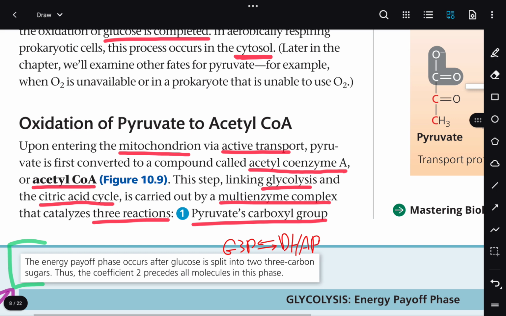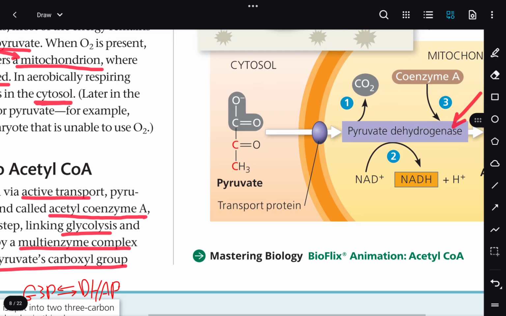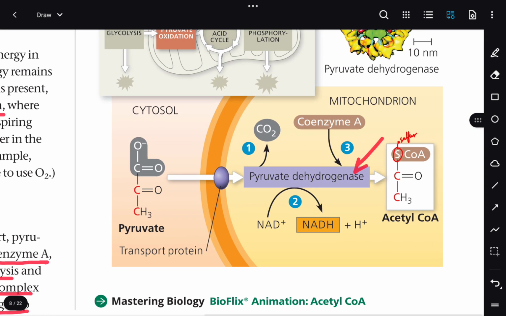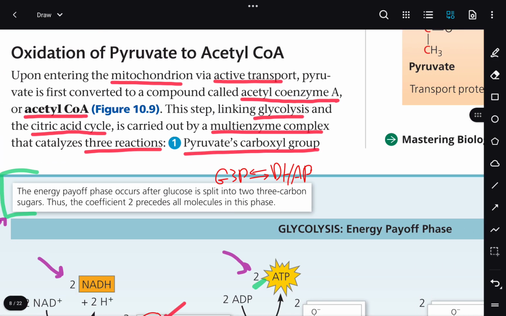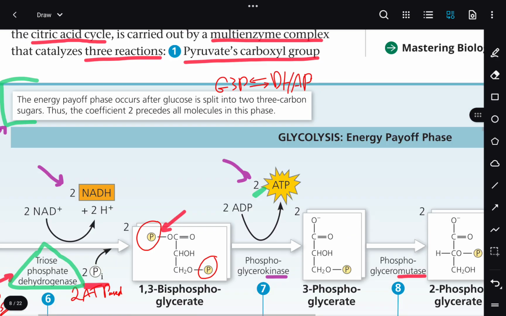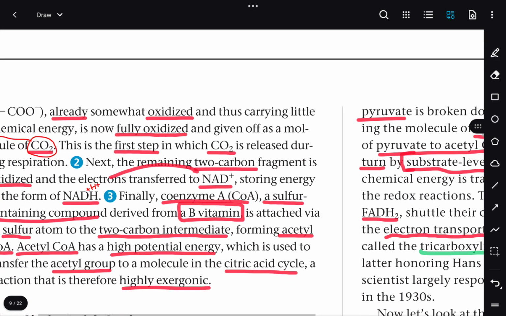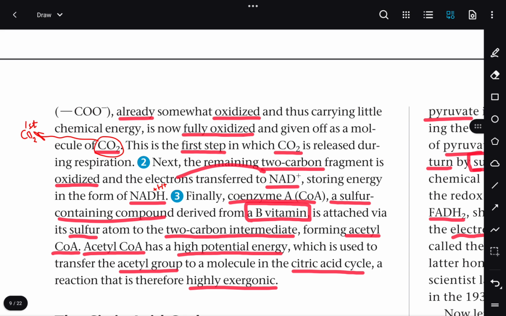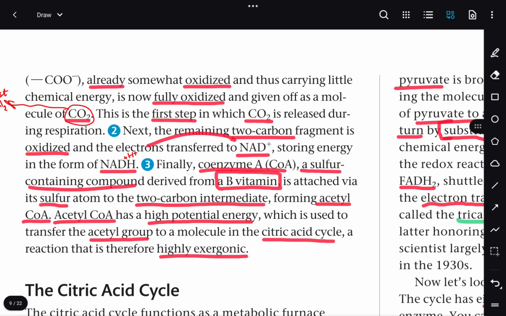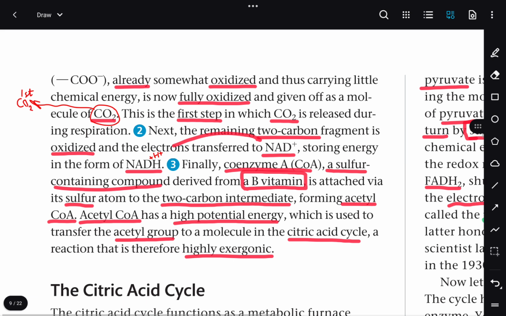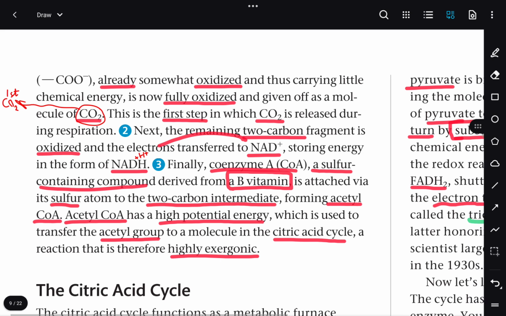And we can just look at it here, the 3 steps of oxidation of pyruvates. The pyruvate's carboxyl group is already oxidized. It has already lost H. There's no H. It will be completely oxidized and released as CO2. That's the first release of carbon dioxide in cellular respiration.